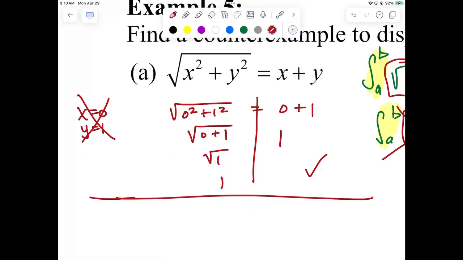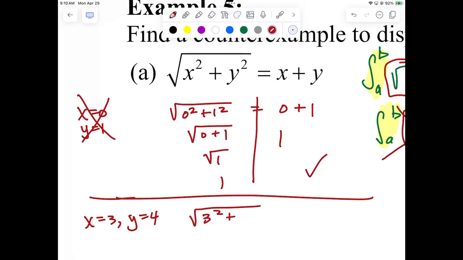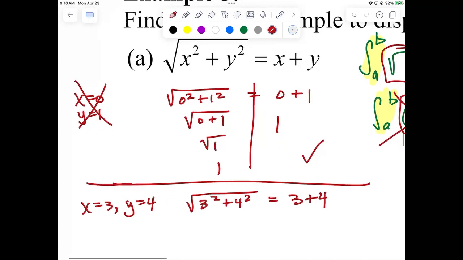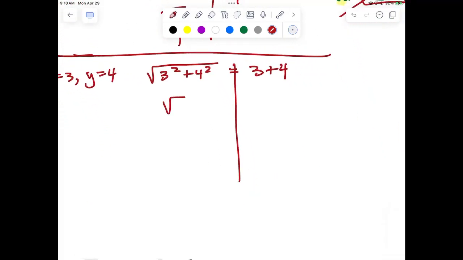Let's pick some values like x equals 3 and y equals 4. Let's try that. So does the square root of 3 squared plus 4 squared equal 3 plus 4? Well, let's try it out. 3 squared plus 4 squared, that's 9 plus 16 under the radical. That's the square root of 25. What's the square root of 25? 5. And on the right side, what's 3 plus 4? 7. Is that a true statement? 5 equals 7? No. So we put the little contradiction arrows there, which means not true.